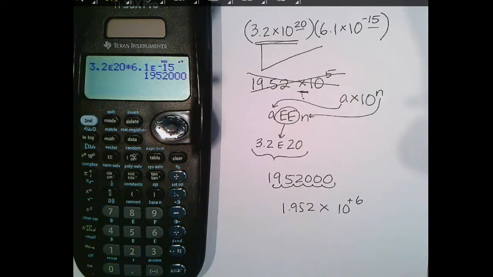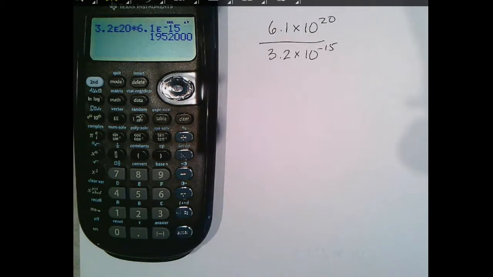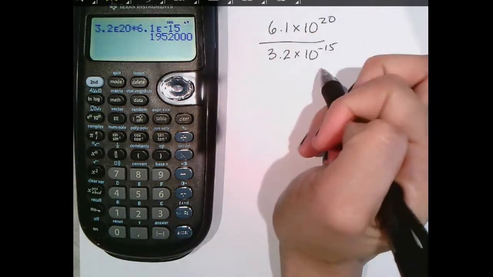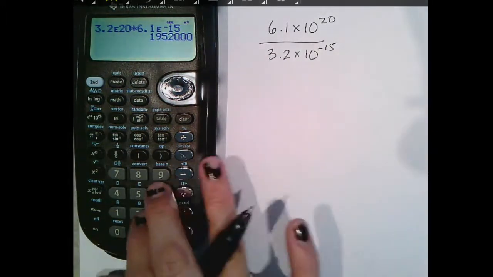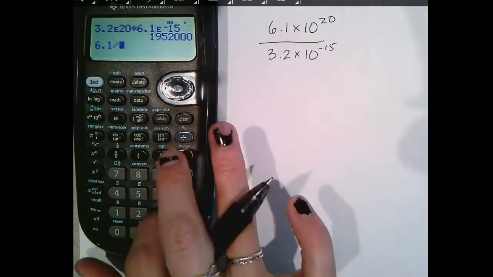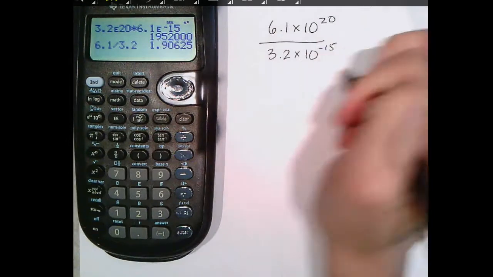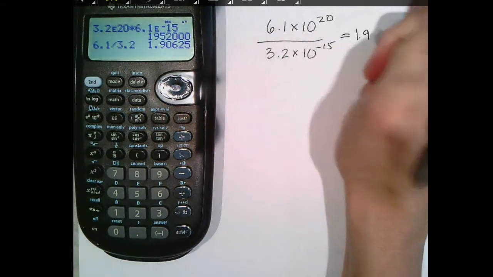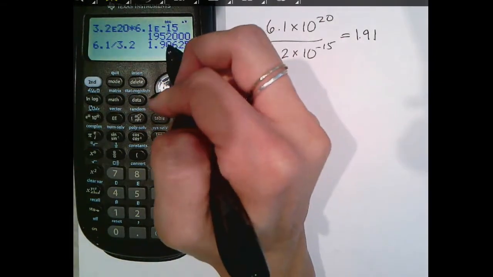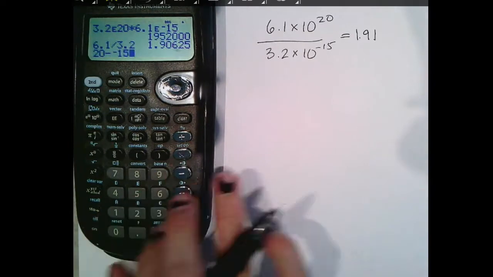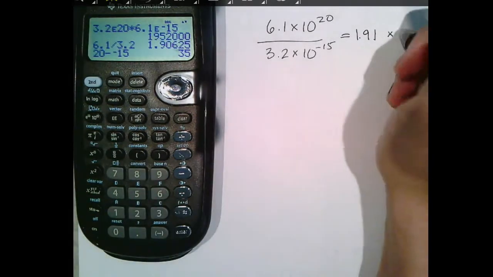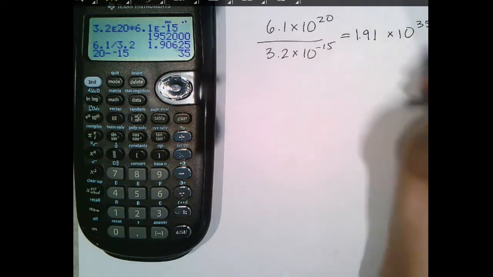Now the next question we did in the last video was this division problem. This is where if you use the times symbol in your calculator, you get in trouble. So in the last video, we realized we need to do 6.1 divided by 3.2. I rounded that to 1.91, because the 6 is here, we'd round up the number in front of it. And then 20 minus a negative 15, well, that's 35. Right, so now we're done.